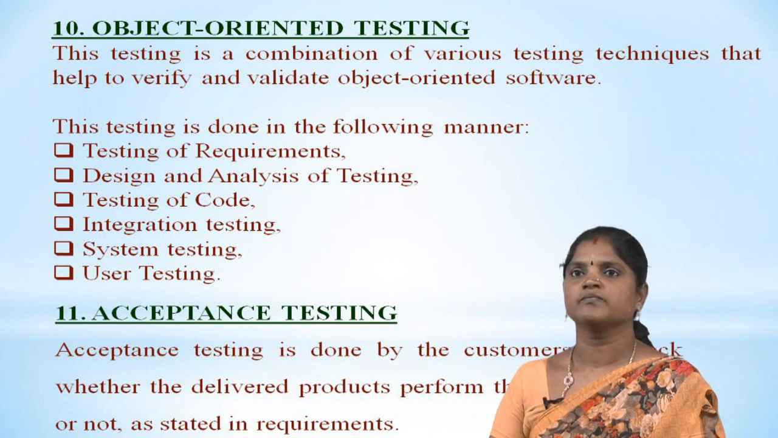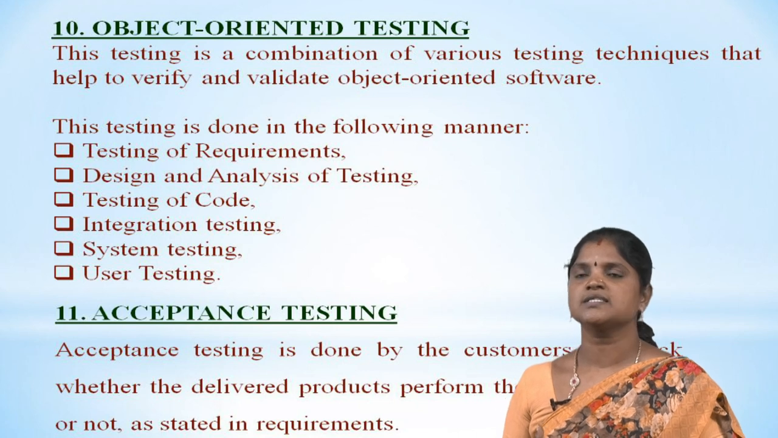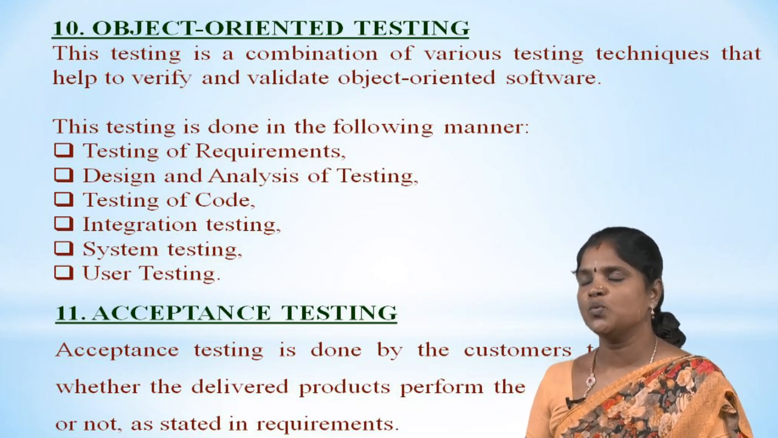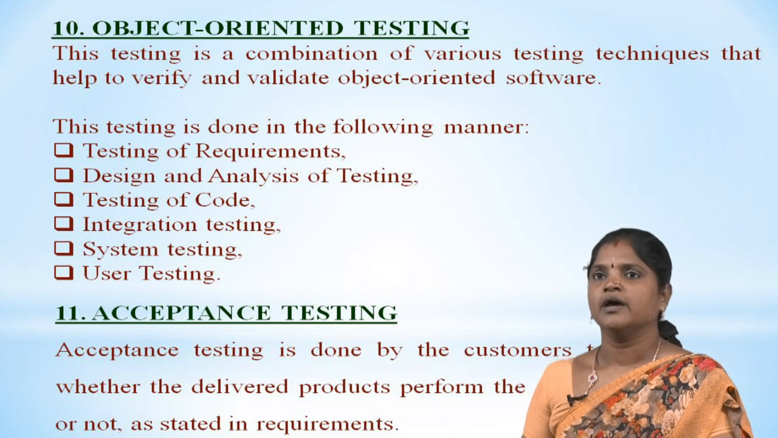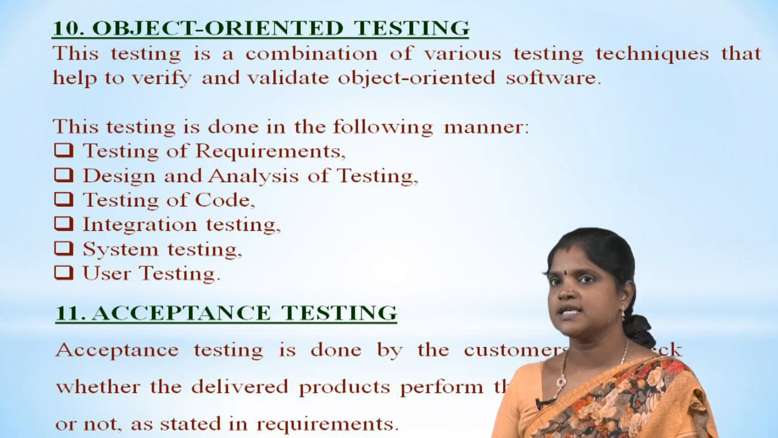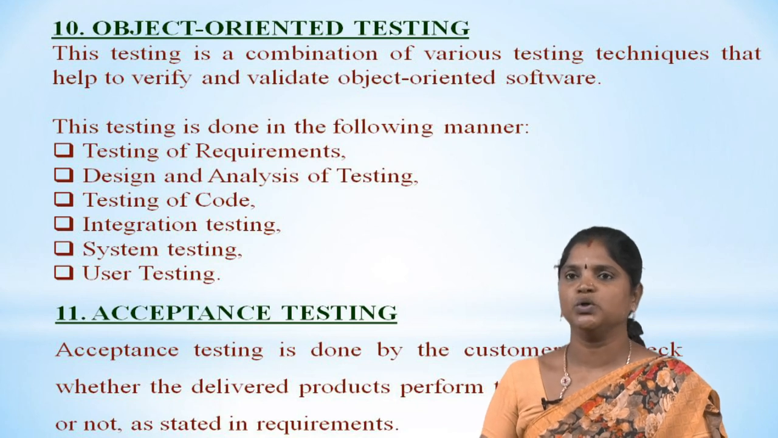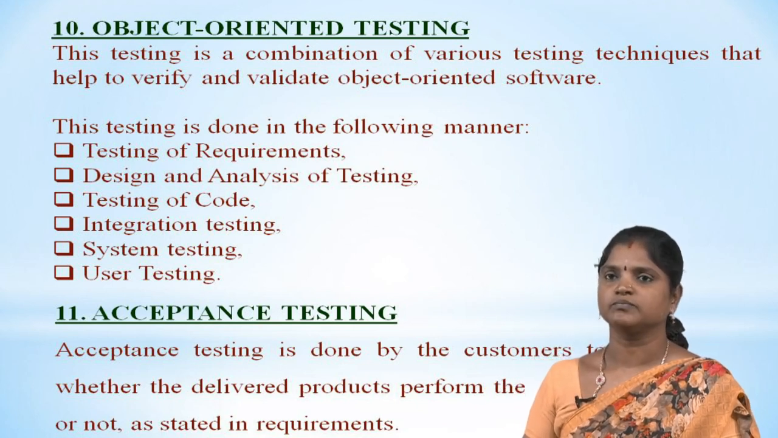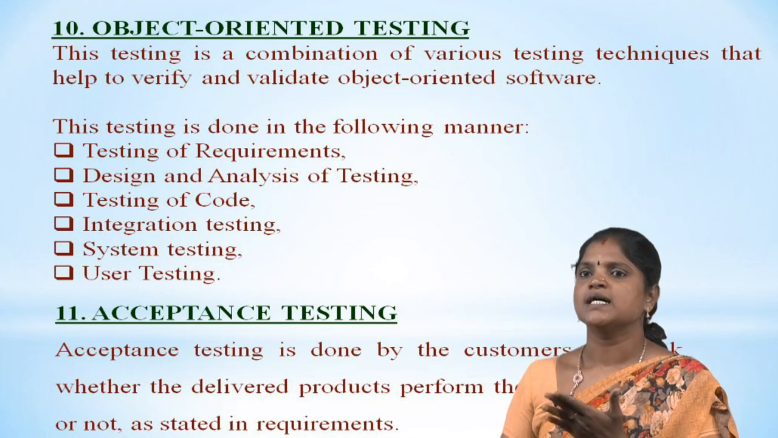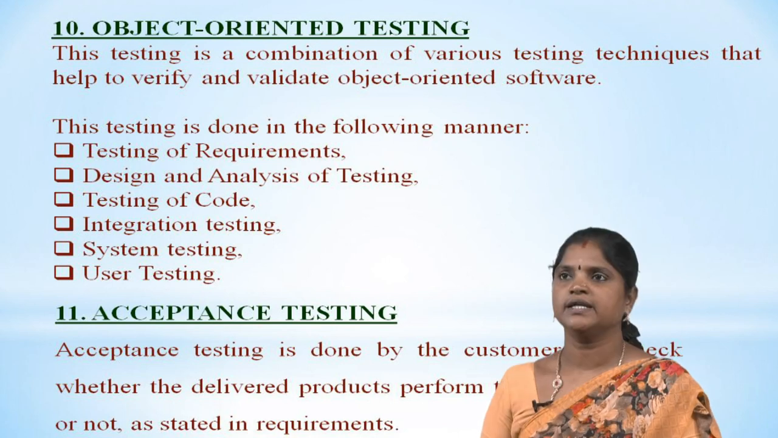Object-oriented testing. This testing is a combination of various testing techniques that help to verify and validate object-oriented software. It is done in the following manner. First, testing of requirements, design and analysis testing, testing of code, integration testing, system testing and unit testing, user testing, acceptance testing. Acceptance testing is done by the customer to check whether the delivered product performs the desired task as stated in the requirements.